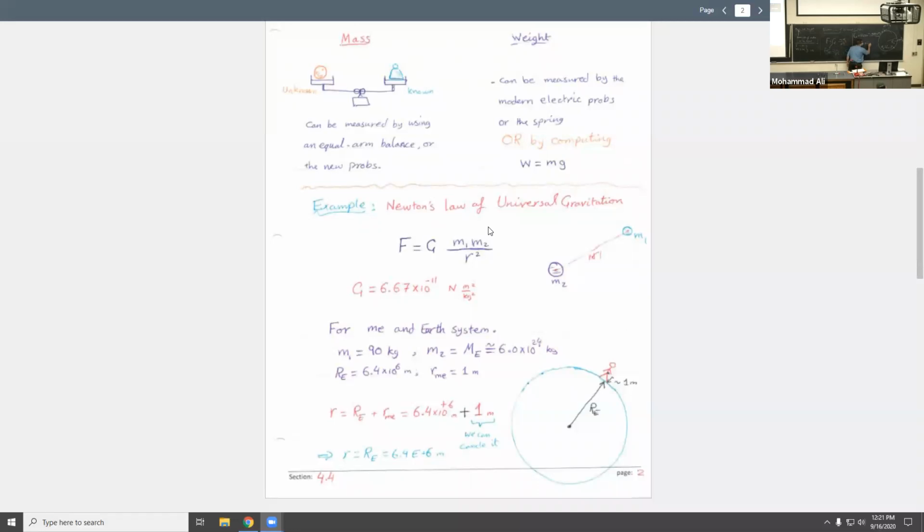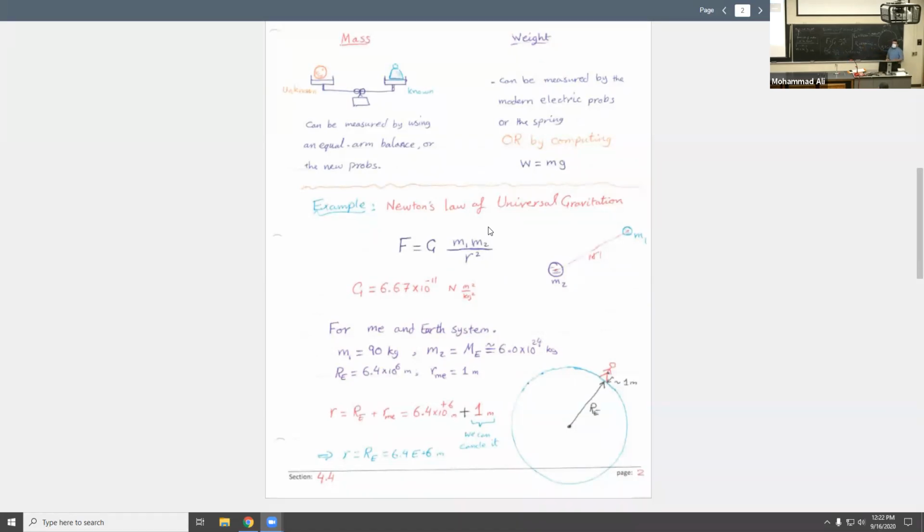So we have 6 zeros. We need to move the decimal point 6 steps, then it will be 6.4 million meters. And my radius R for me is equal just to 1 meter. When we need to add 1 to 6,400,000, it will be with 1. We need to put 1 here.